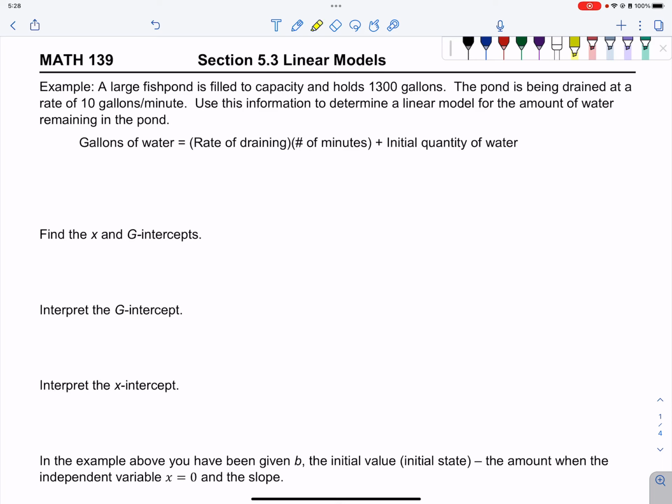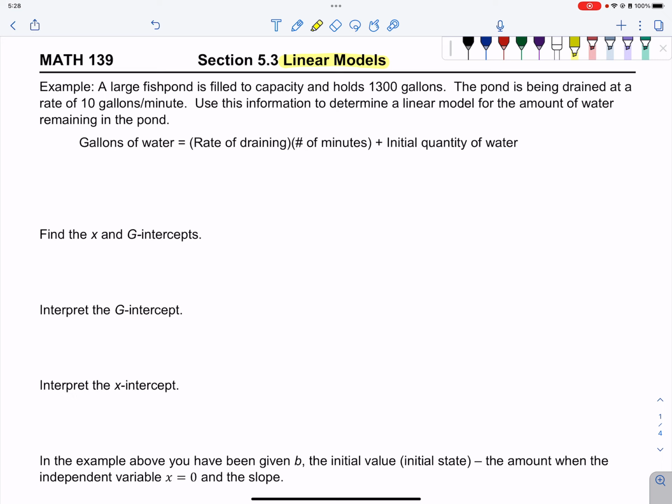In 5.3, we are going to be working through linear models, which is essentially the section where we are going to be writing equations from word problems to figure out the equation that's going to represent the situation that's happening.